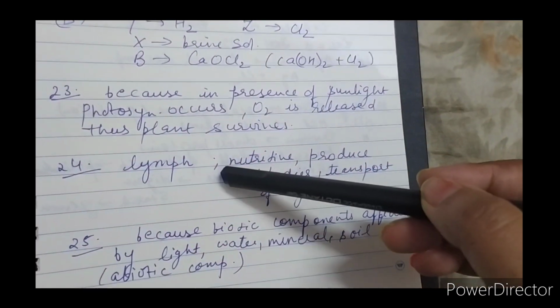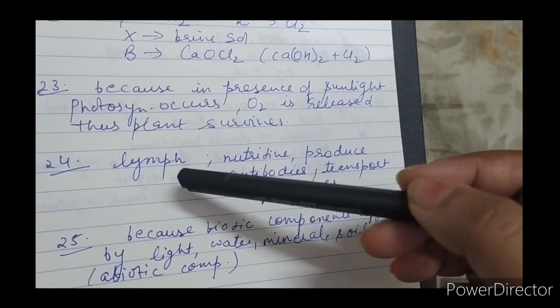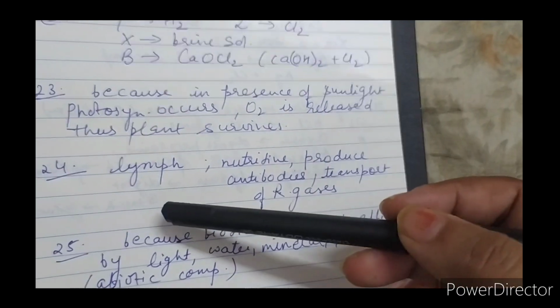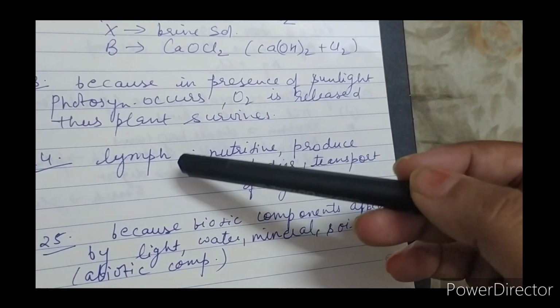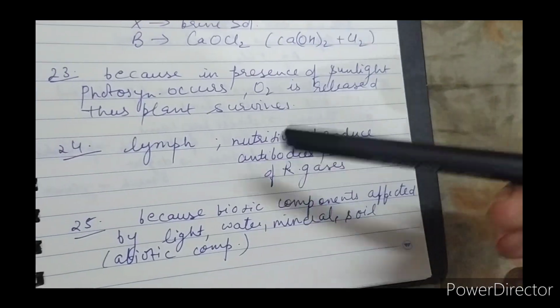Question number 24, they have asked you another name of tissue fluid. So that is lymph, and you can write any two functions of lymph, that is transport of respiratory gases, produce antibodies and thus protect our bodies from antigens, or you can write nutritive function.